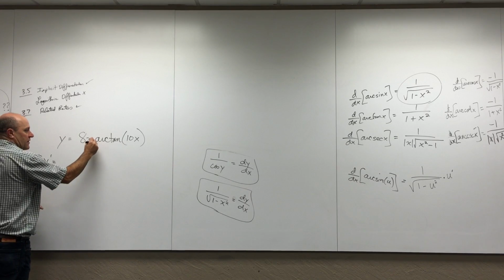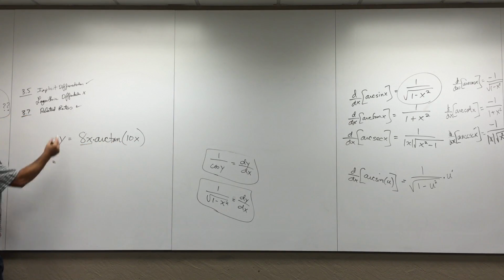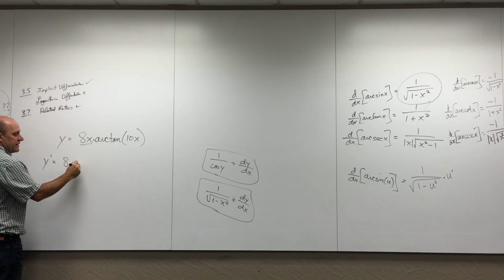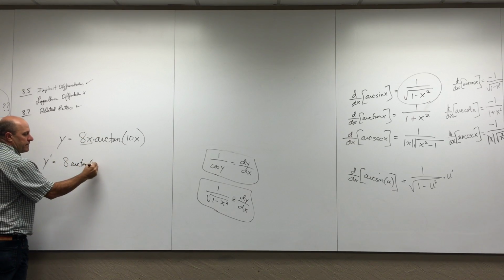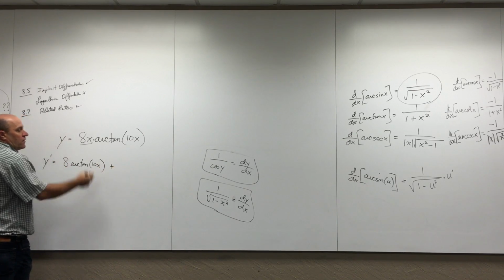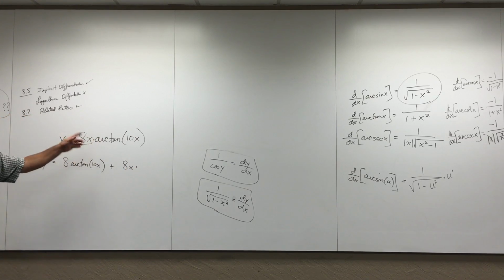I would call that the product. So it's an 8x times an arctangent. Okay, so here we go. The derivative of the first, 8. Write down the second. Plus, write down the 8x. And now I'm doing the derivative of arctangent of 10x.